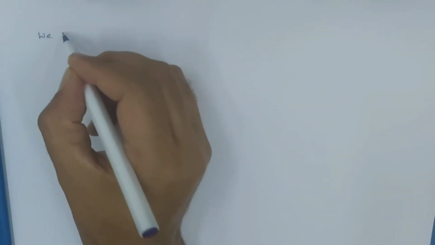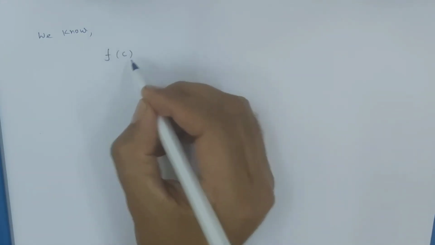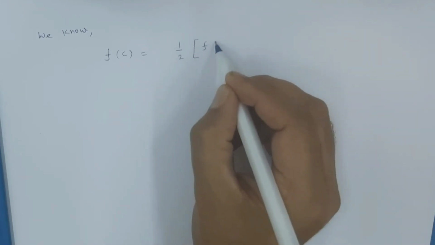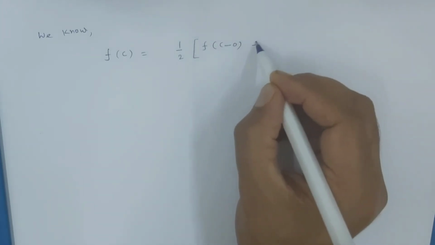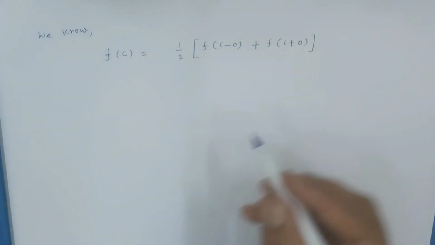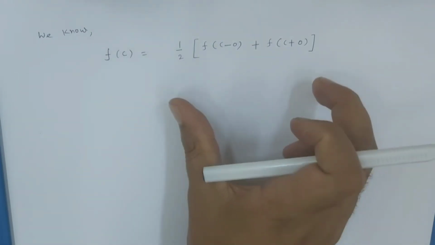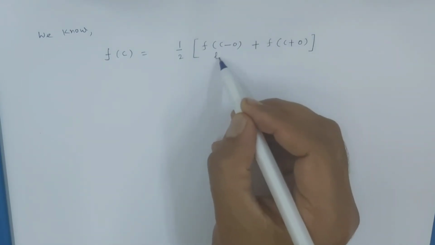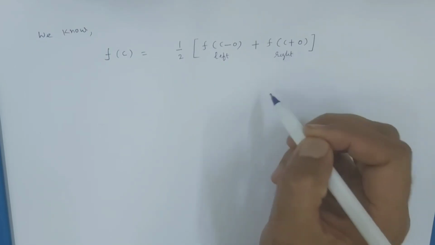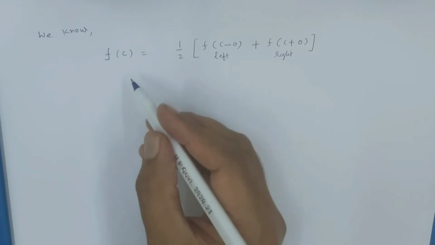We know f of c equal to half of f of c minus 0 plus f of c plus 0, when c is the point of finite discontinuity. We take arithmetic mean of this. This is left-handed limit, this is right-handed limit. Both limits are distinct.